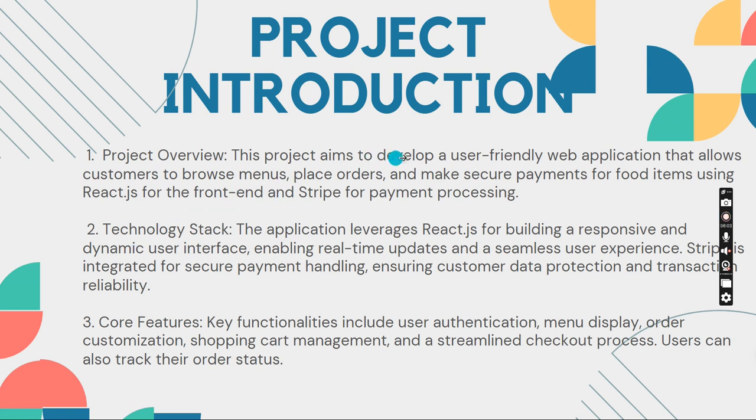This project aims to develop a user-friendly web application that allows customers to browse menus, place orders, and make secure payments for food items using React.js for the front end and Stripe for the back end processing. So we are using React.js for designing the front end part of the web page.